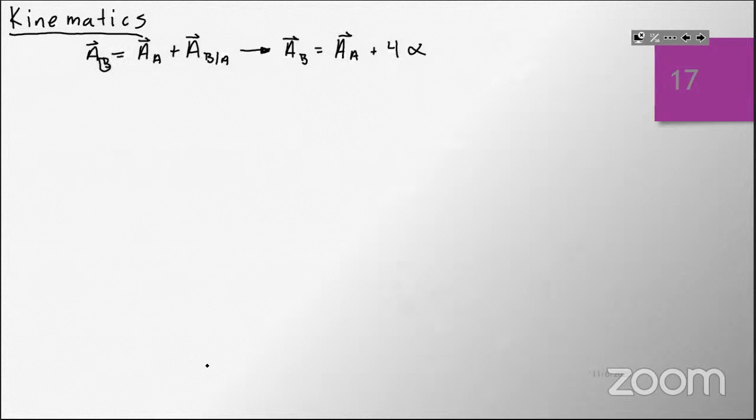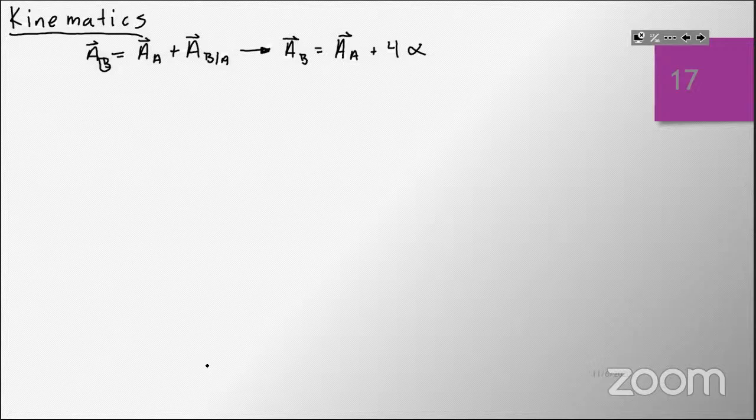AB equals AA plus AB with respect to A. All right, so remember, this is a general plane motion problem. What does that mean? That means we are going to translate everything. If we're trying to find the acceleration of point B, we're going to translate everything by the acceleration of point A, and then we're going to hold point A fixed, and we're going to rotate everything around point A. If we rotate everything around point A, the remaining acceleration is A of B with respect to A.